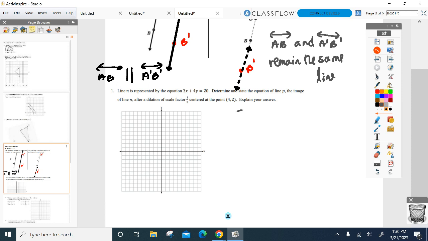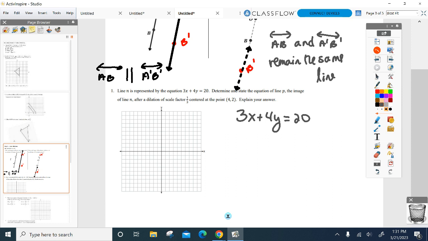I got this line right here. 3x plus 4y equals 20. 3x plus 4y equals 20. I would like to dilate it by a scale factor of 1/3 around 0.42. I need your help. What's the equation of my new line?